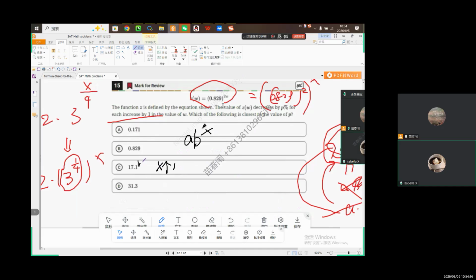When x increased by 1, originally f(x) equals a times b to the x. And they increase by 1, so it's a times b to the x plus 1, right? So what's the difference? It's using the original one, a times b to the x power, times b, right? So if you increase x by 1, I'm increasing the whole function f(x) by a factor of b. So you multiply by b. Does that make sense? Yeah.